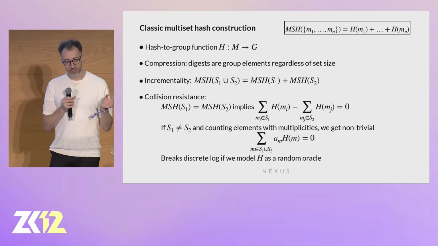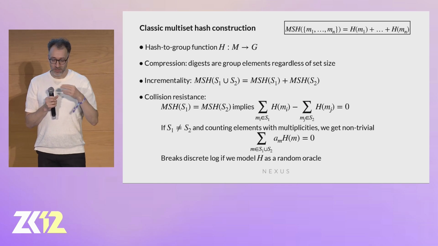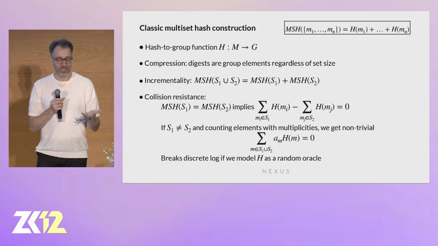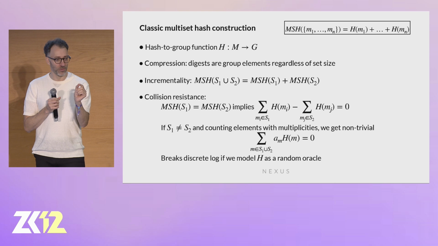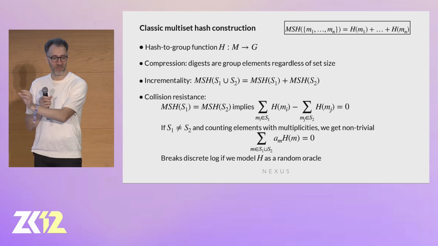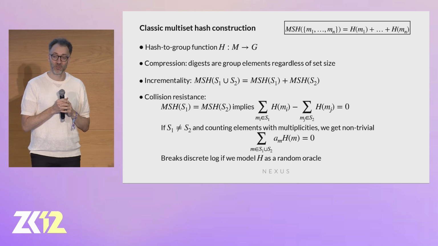It's also pretty easy to see that we have the incrementality property. If you have the multiset hash for one set and the multiset hash for the second set, when you add those two, you're just taking the sum of all the hashes in both of the sets. You get the multiset hash of the union of those two sets.